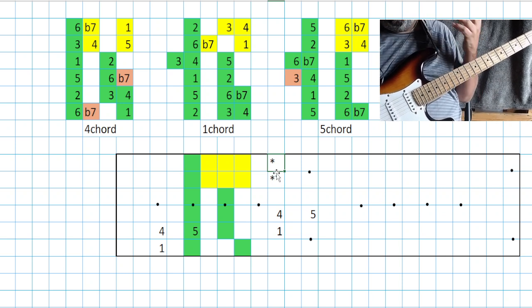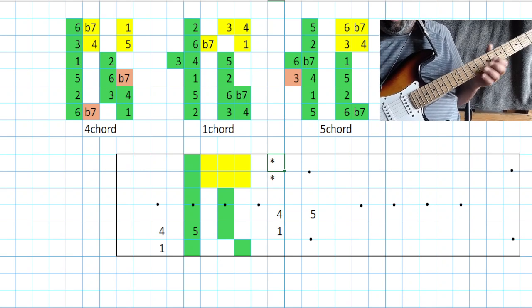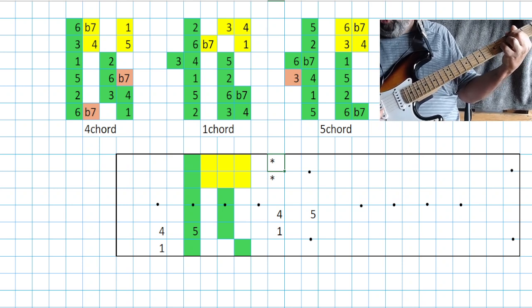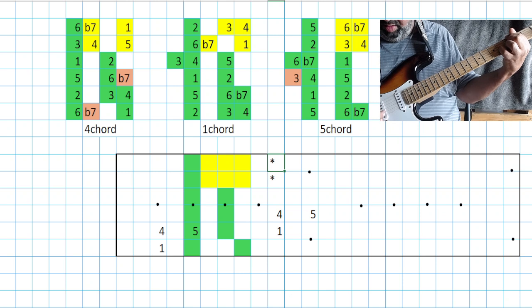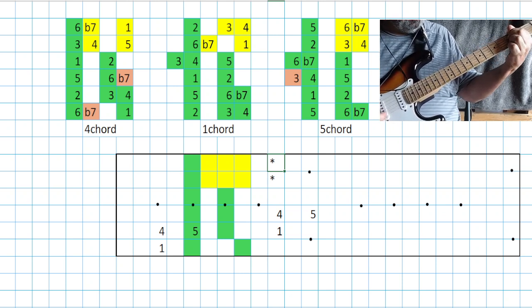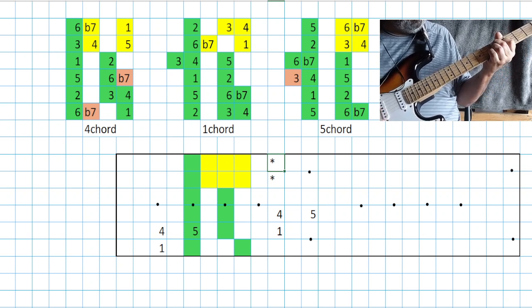So, as you can see here, it would be going from a 4 to a 5, a 1 to a 2, a flat 7 to whatever the chord is of the moment. So let's hear how it goes. So dominant blues in G, 4, 1, play it a little faster, of course. 5 chord, and here we go.